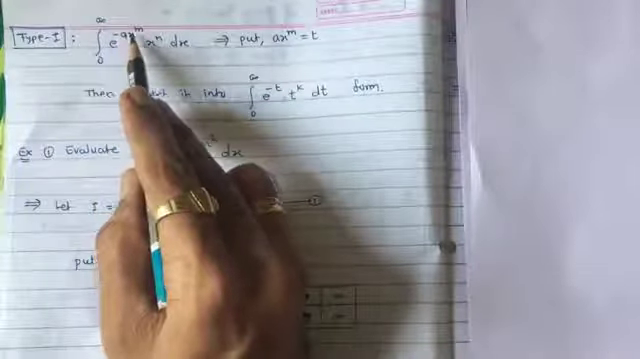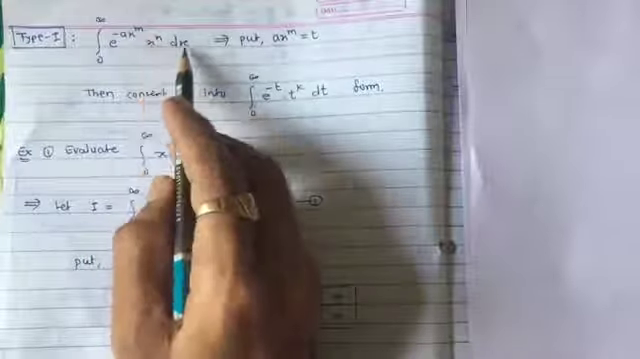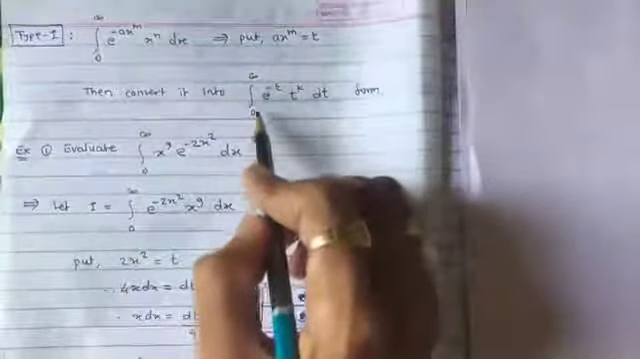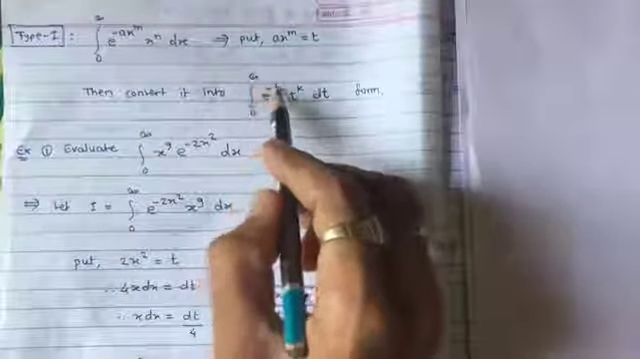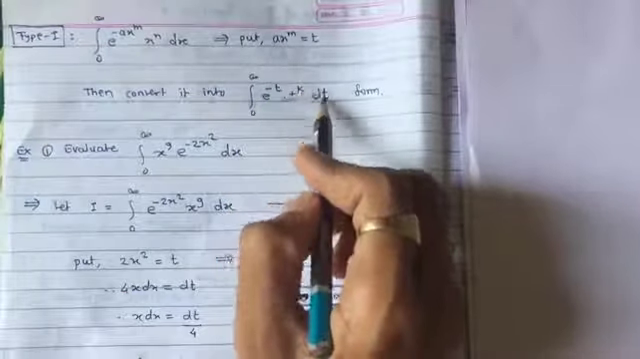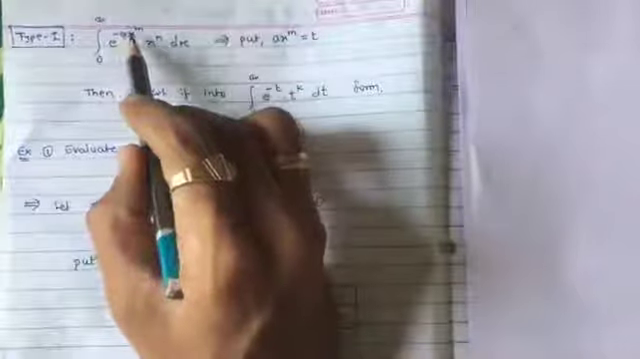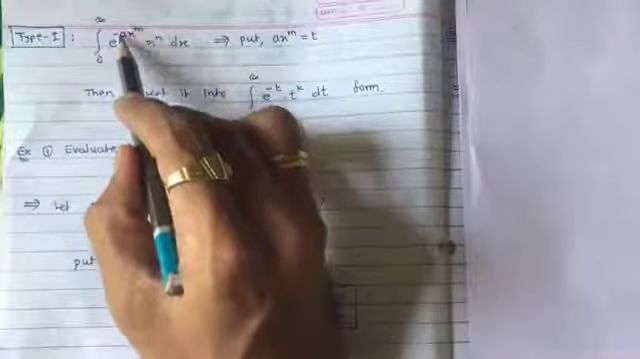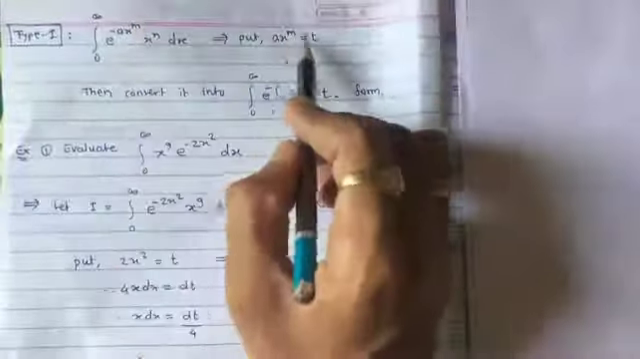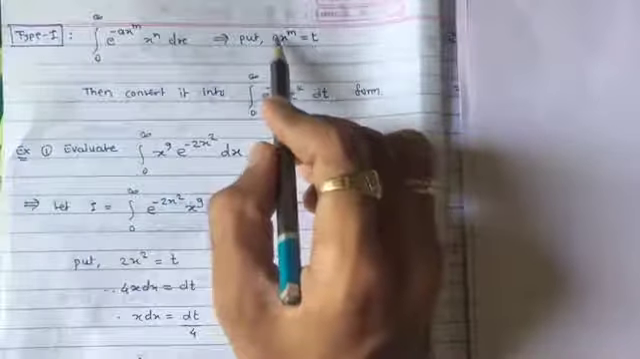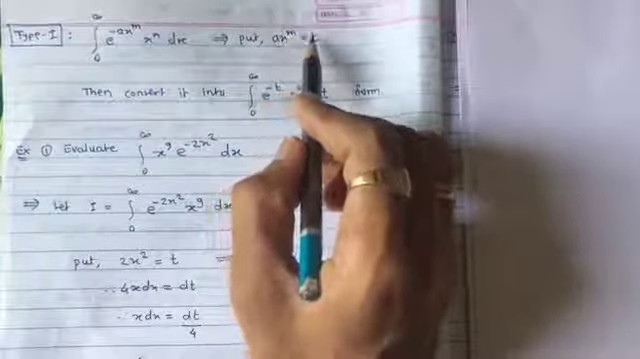Okay, type first: integration from 0 to infinity of e raised to minus a x raised to m into x raised to n into dx. Now this integration, first of all, convert into the integration from 0 to infinity of e raised to minus t raised to k into dt form. How to convert this integration into this type? Here use the substitution a x raised to m is equal to t.